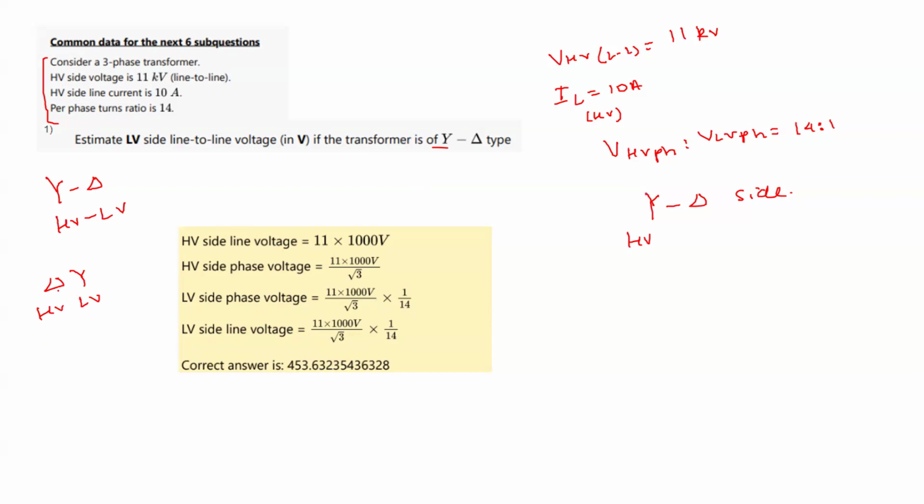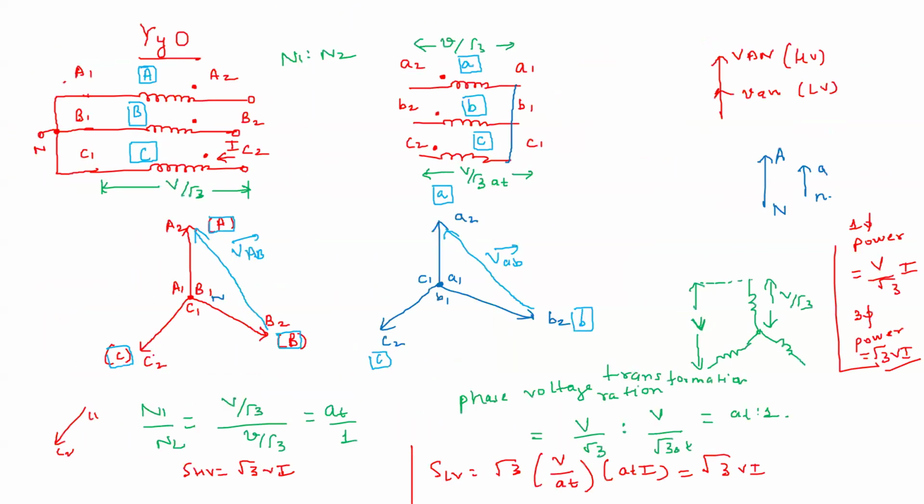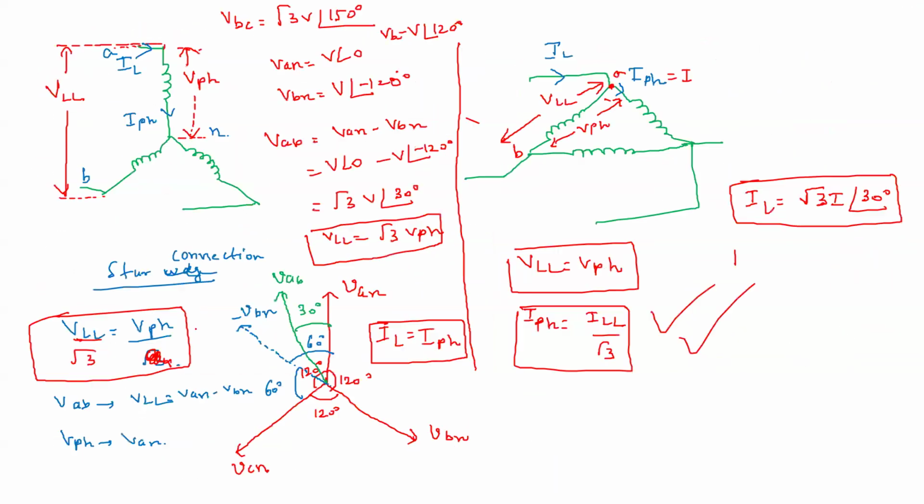Similarly, if they had given it the reverse way, like delta Y, then you have to take the primary side to be HV and the secondary side to be LV. This is the notation which is generally followed. That is why I discussed these notations. This is the British code, so I discussed it in the beginning of the class.